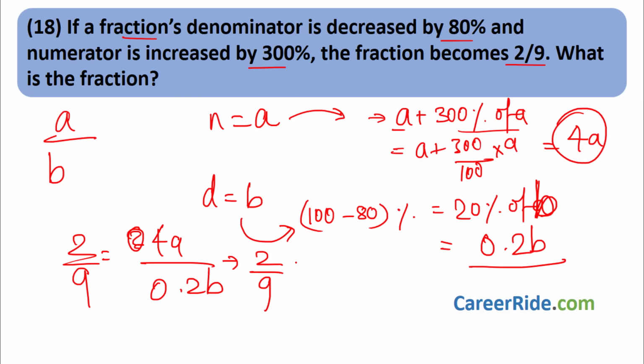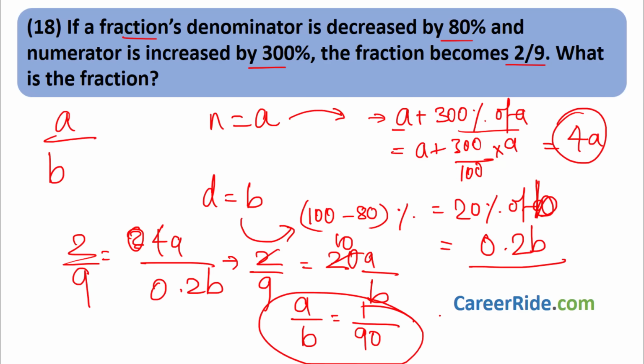Okay. This would be 2 upon 9 would be equal to 20a upon b, right? This becomes 10. So a upon b would be equal to 1 upon 90. This is the answer. This is the fraction. Question number 19.